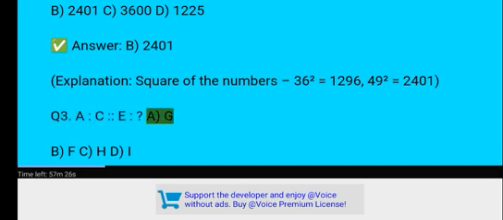Q3. A, C; E, ? A G, B F, C H, D I. Answer: A, G. Explanation: A to C is plus 2, E to G is plus 2. Q4.